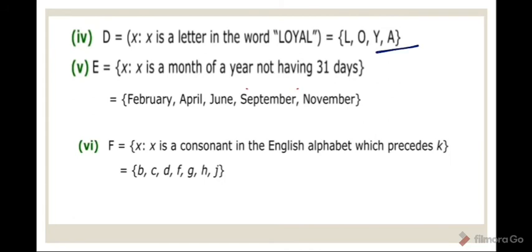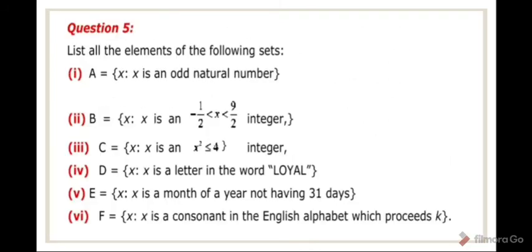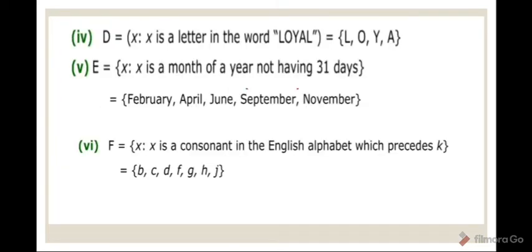Now, question number 5, E is the collection of all x where x is a month of a year not having 31 days. You just have to collect those months of a year not having 31 days, such as February, April, June, September, November. Okay, so these 5 elements will belong to set E.